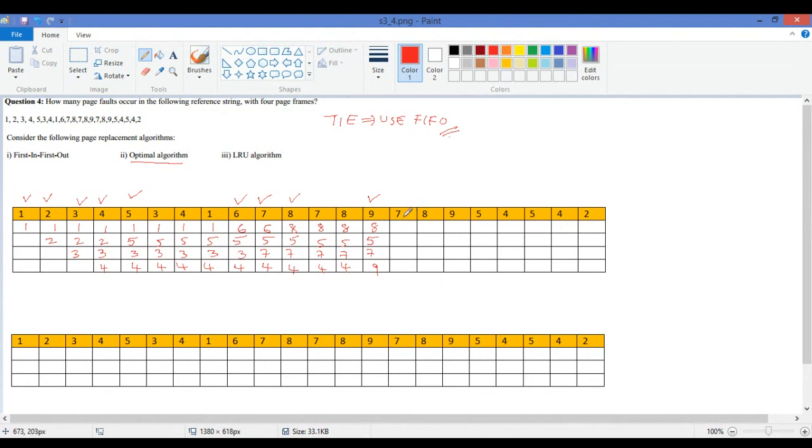Okay. Then next, you see 7 and 8. Both 7 and 8 are there, so there is no page fault. I just copy this: 8, 5, 7, 9. Because 7 is also there, 9 is also there, so I just copy again. No page fault. Now 5, yes, 5 is also there. No page fault. So you see, it is giving you a lower number of page faults.